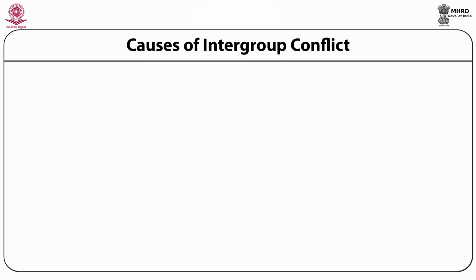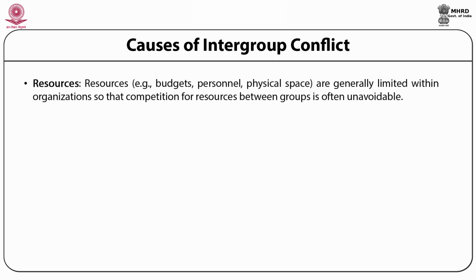This could be because of the resources, because of goal incompatibility, because of time incompatibility, or it could be because of the contentious influence tactics which are used by the other members of the group. Well, the resources could be budgets, personnel, and the physical space. Now, resources are generally limited within organizations so that competition for resources between groups is often unavoidable.